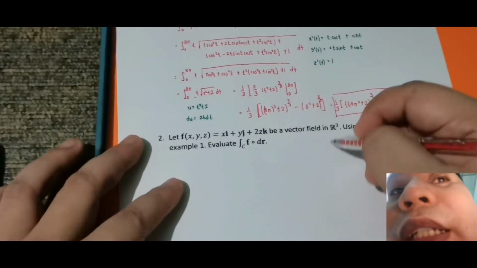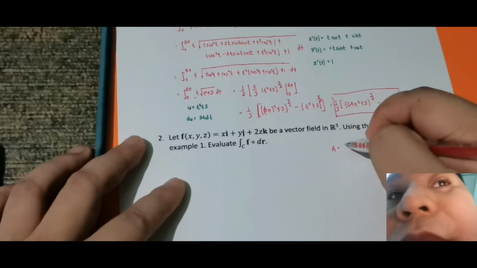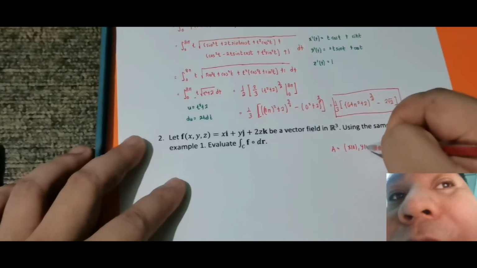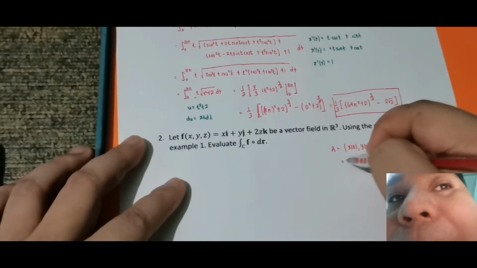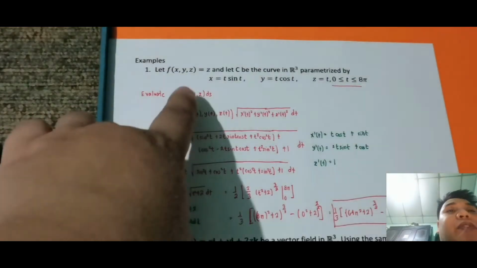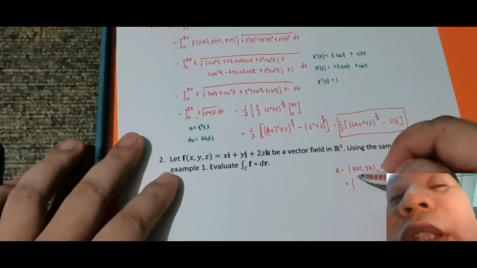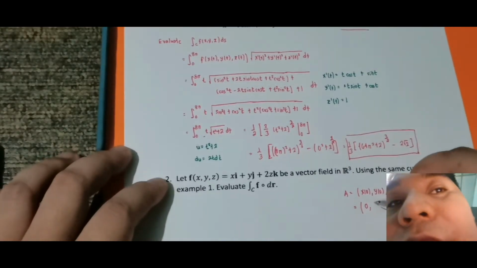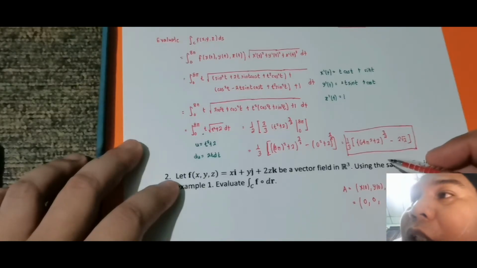Yung endpoints natin para sa a. Una, so para sa endpoints ng a, this is just x of 0, y of 0, z of 0. Okay, so paano yun? I-apply ko lang siya dito. Tapos na to kasi same curve eh. So 0 sin 0 lang to. So this is just 0 sin 0, that is 0. Y of 0, that is 0 cosine 0, that is 0. Okay, then yung lastly is z, t is equal to 0, that is simply 0 lang, I guess.